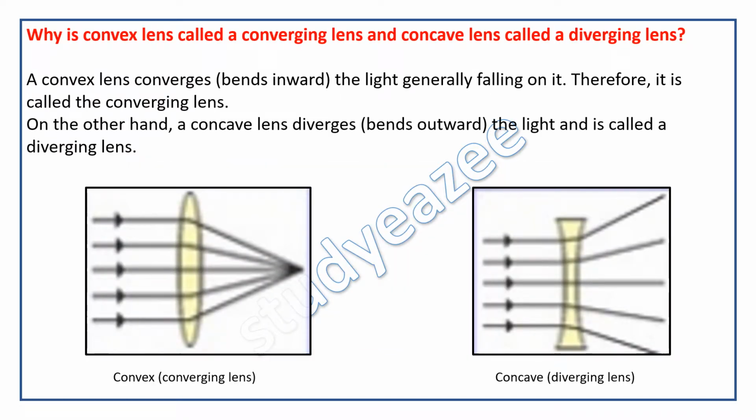You might want to know why is a convex lens called a converging lens and a concave lens called a diverging lens. A convex lens converges or bends inwards, the light falling generally on it. See, the light is bending inwards. Therefore, it is called a converging lens. On the other hand, a concave lens diverges or bends outward the light and is called a diverging lens.